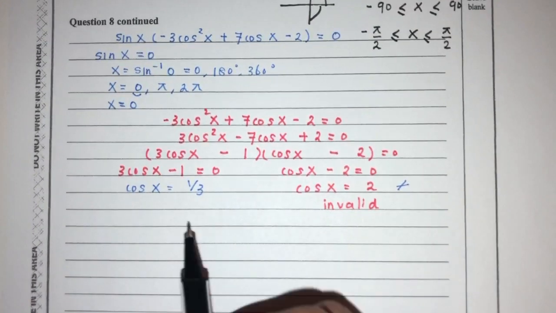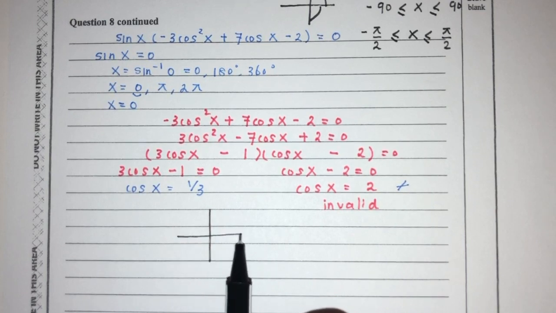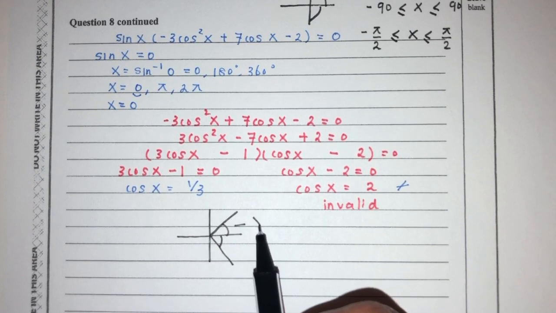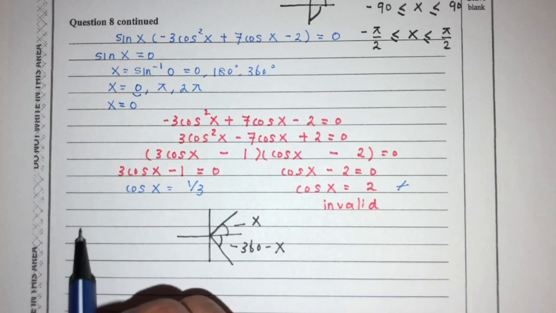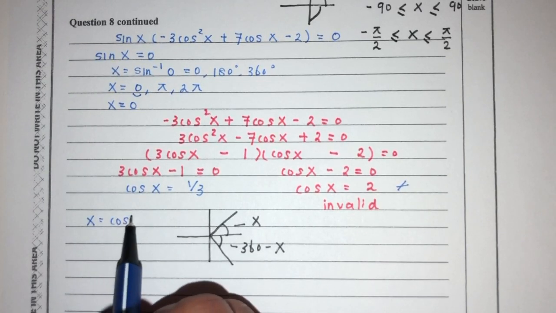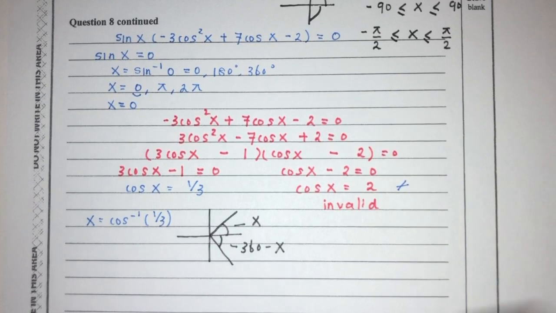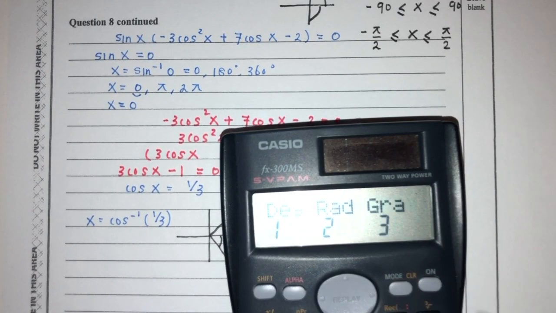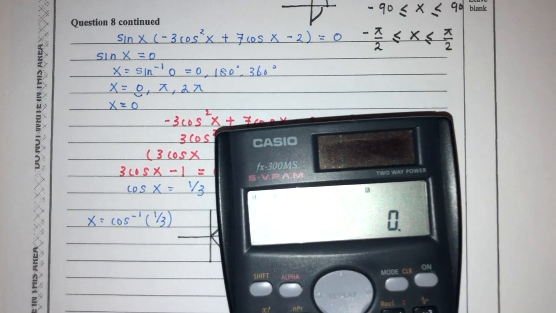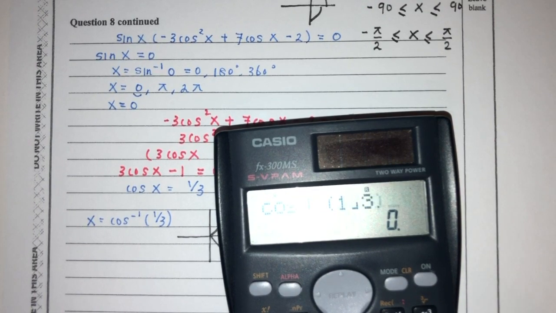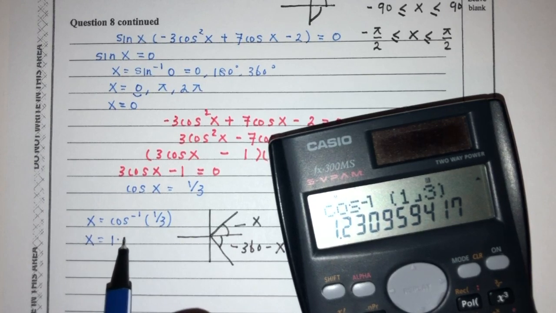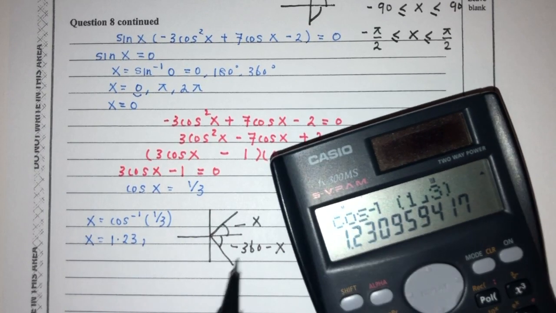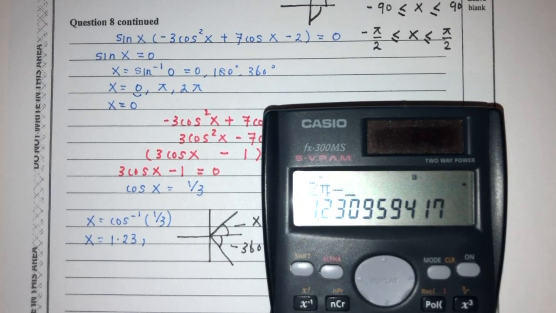Now when cos is positive, as we know, it will have to be in the first quadrant and also in the fourth quadrant. This will be x, and this will be 360 minus x. So x will be cos inverse of 1 over 3. Here we have to use radians, right? So let's use mode radians. Cos inverse 1 over 3, x could be 1.23, or it could be 2 pi minus 1.23.